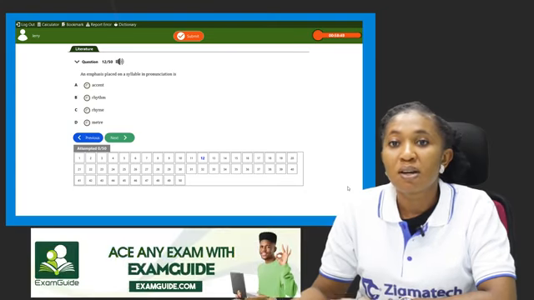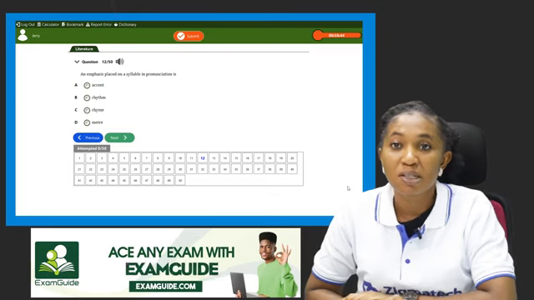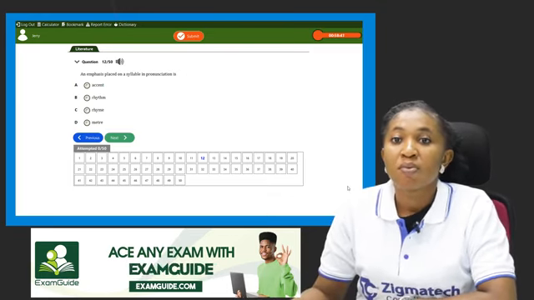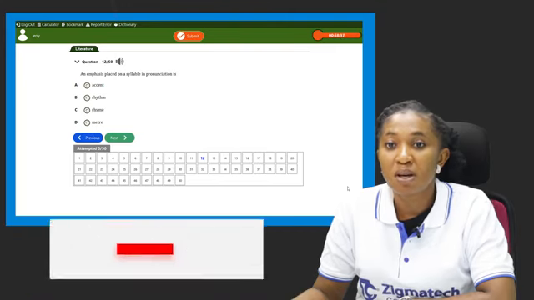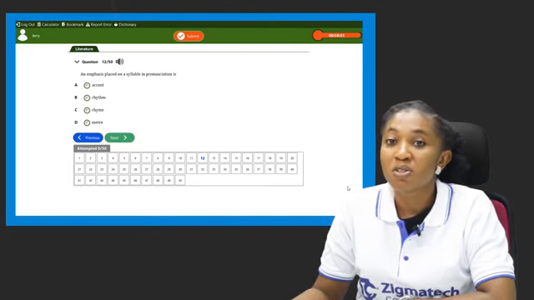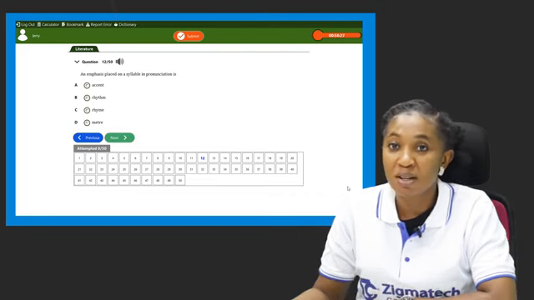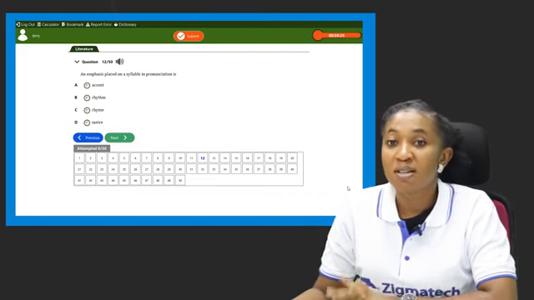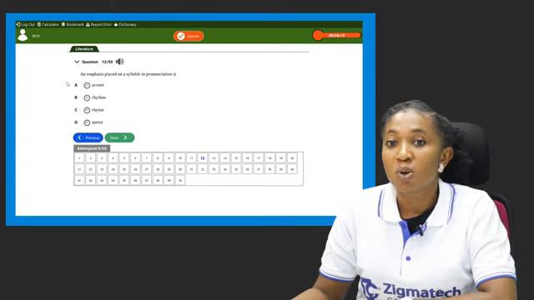Question 12 says, an emphasis placed on a syllable in pronunciation is: A, accent, B, rhythm, C, rhyme, D, meter. Now, if you look at this question, I know I didn't mention accented and unaccented syllable, but when we talk about an accented syllable, it also means a stressed syllable. So the answer to this question is what?